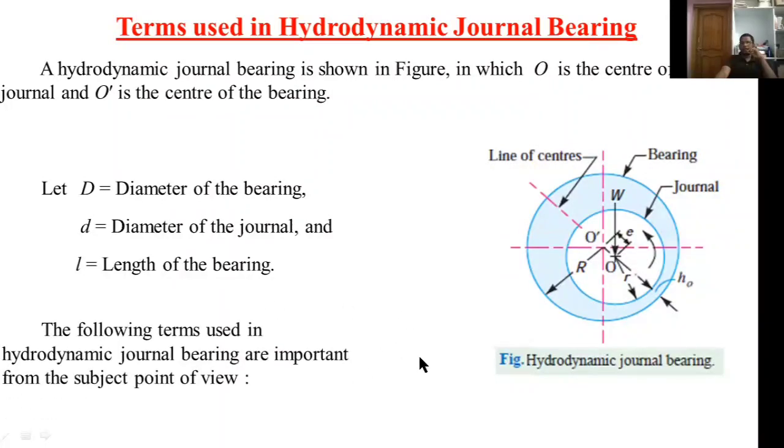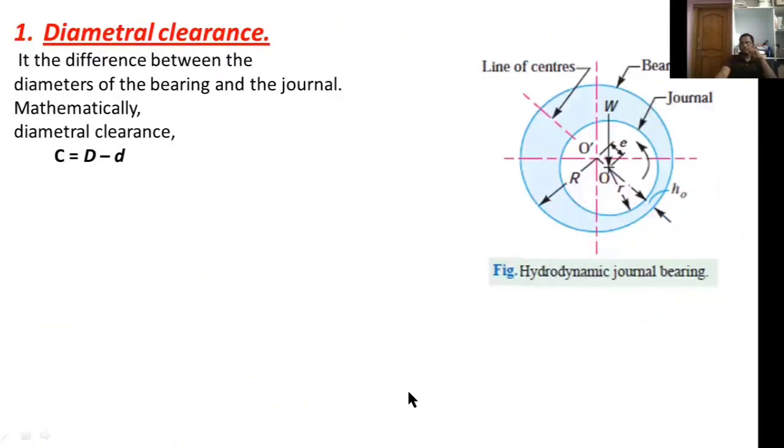Now the following terms used in hydrodynamic journal bearings are important from the subject point of view. I will explain one by one. First one is diametral clearance. Diametral clearance means the difference between the diameter of the bearing and the diameter of the shaft.